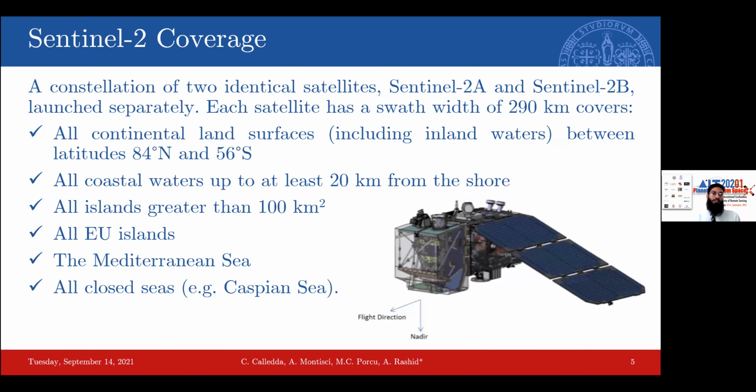The coverage of Sentinel-2 is provided by two satellites, Sentinel-2A and Sentinel-2B, launched separately, and they cover approximately 290 kilometers in total. It covers all the continental land, including inland water, from 82° north to 56° south, all the coastal waters up to at least 20 kilometers from the shore, all land water greater than 100 kilometers square, all EU inlands, all the Mediterranean Sea, and all closed water like the Caspian Sea, etc.